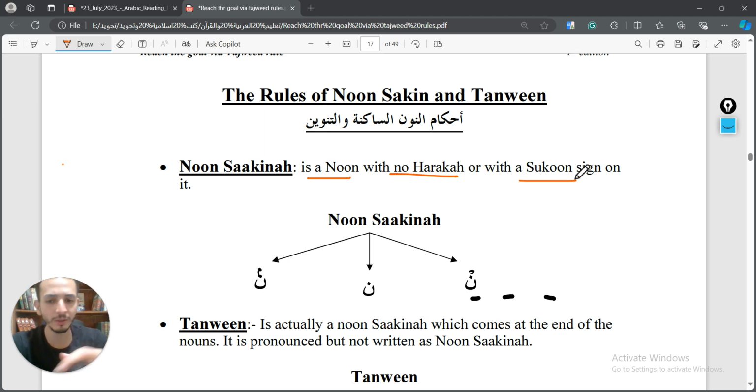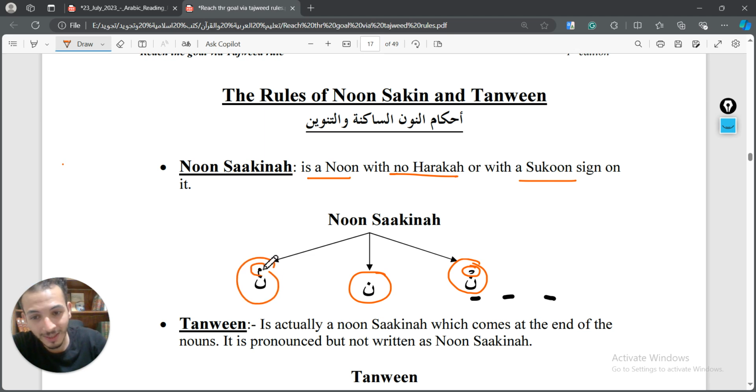To identify them all, the book made it easy and just told you it is the noon that has no haraka, such as this one, or the noon with the sukoon mark, or the noon that has this sign which indicates one of the rules of Noon Sakina, and we're going to take it later. Any noon that has any other sign is not considered a Noon Sakina. So again, the Noon Sakina is the noon that has no sign, or that has the mark of sukoon, or that has this mark of Meem, which is the Iqlab sign.